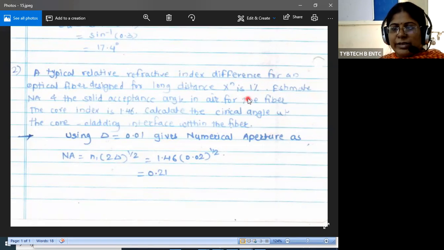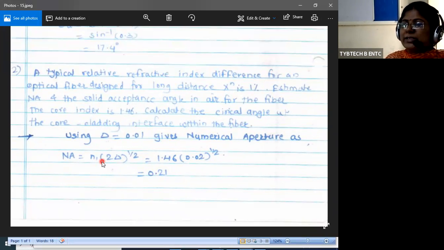Okay. So here again they have asked to estimate the numerical aperture and the solid acceptance angle in air for the fiber. Core index is 1.46. So N1 is given as 1.46. Delta is given as 0.01. And from that you have to calculate it raised to 1/2. So you calculate it.